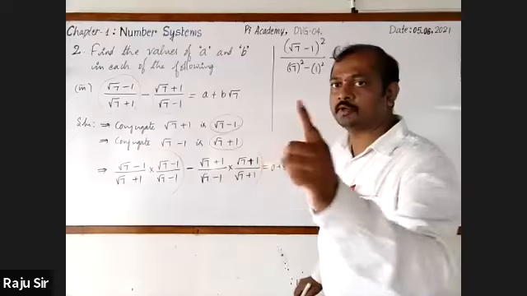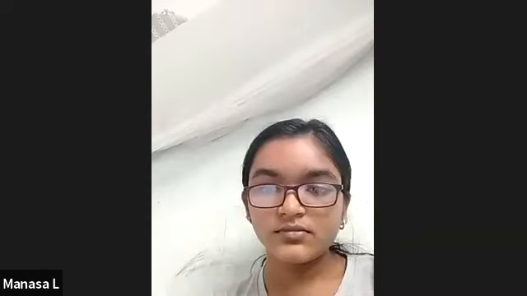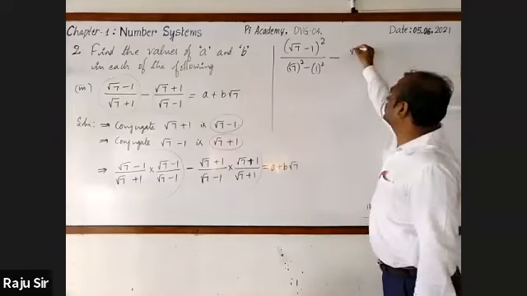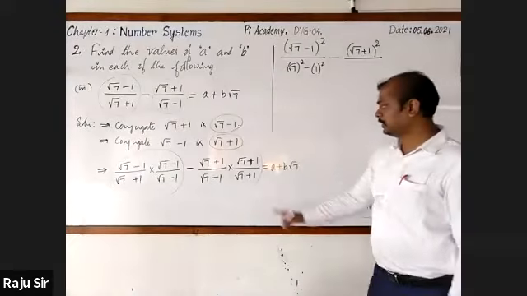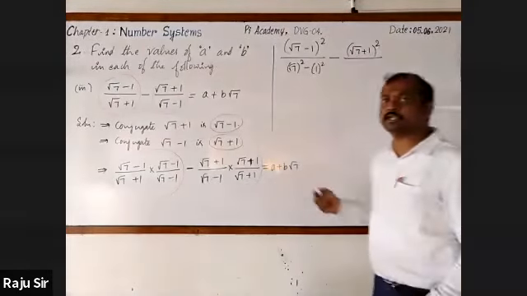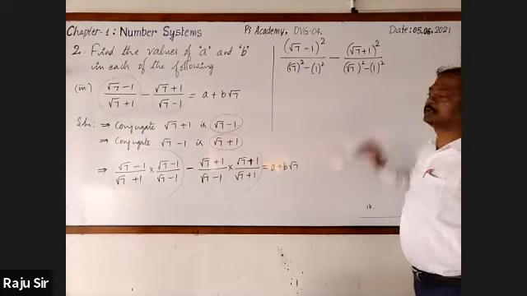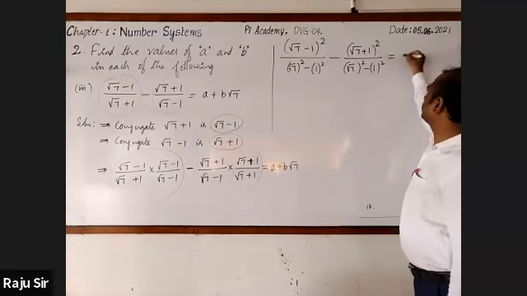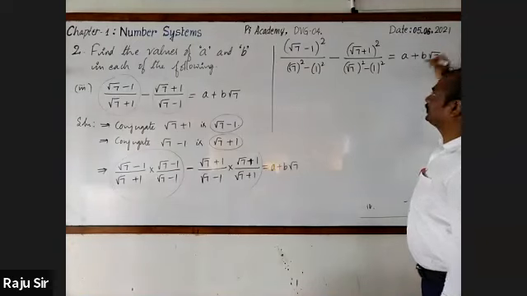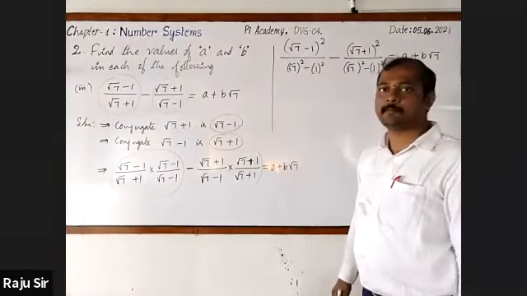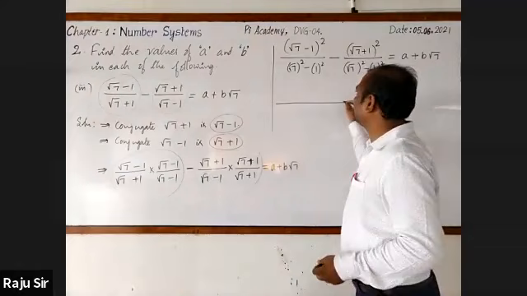Now observe. Don't tell in between; I myself will write. Numerator root 7 plus 1, root 7 plus 1. We can write it as root 7 plus 1 whole square divided by the denominator A plus B into A minus B, A square minus B square, that is root 7 whole square minus 1 whole square. This is equal to the RHS, that is A plus B into root 7.